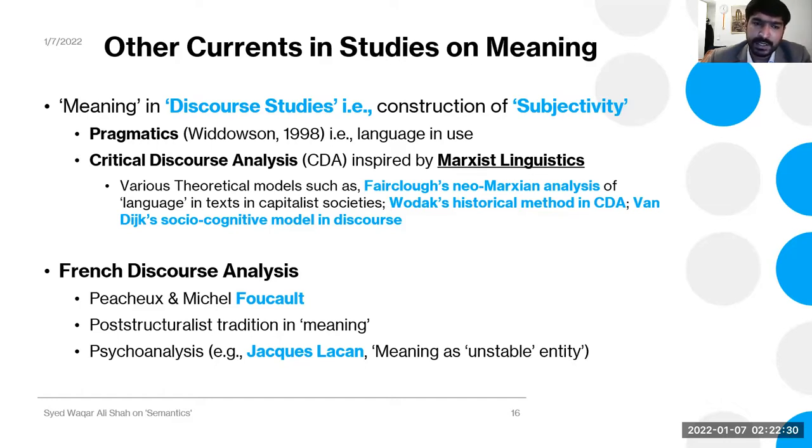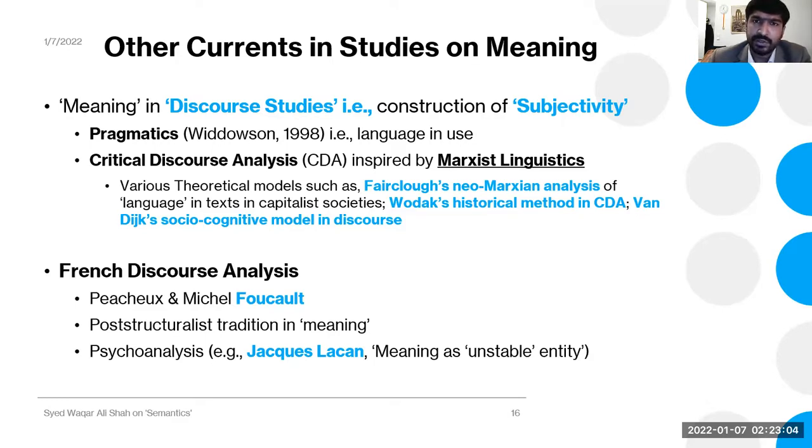And then within Marxist linguistics, we can see there are different CDA trends, like Fairclough has a different understanding. There's a neo-Marxian analysis of language and text in capitalist societies. And then Wodak, she has proposed a historical method in CDA that looks at meaning in historical context, how meanings have evolved over time, how they have changed, what similarities they have. And then Teun van Dijk, again, is a very important figure in CDA. He looks at the socio-cognitive model in discourse. He's interested in how the mind is engaged in the social processes of meaning-making.